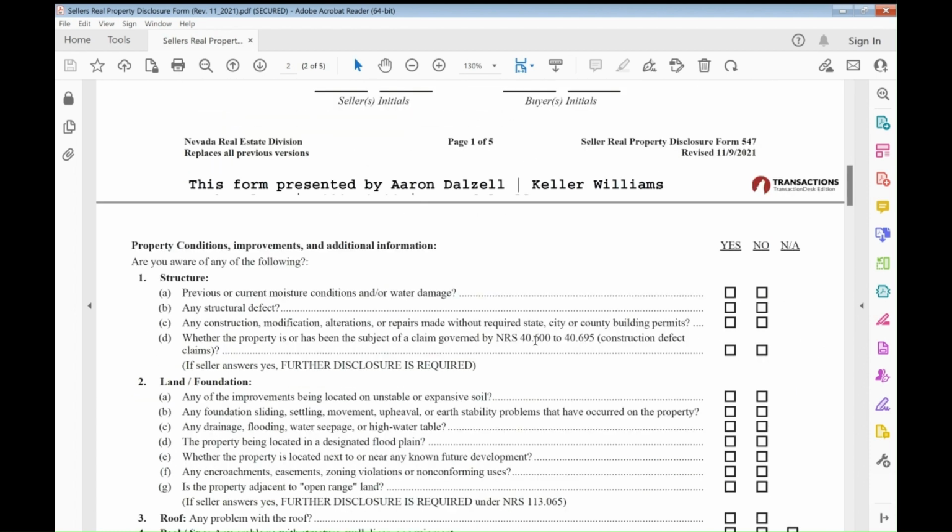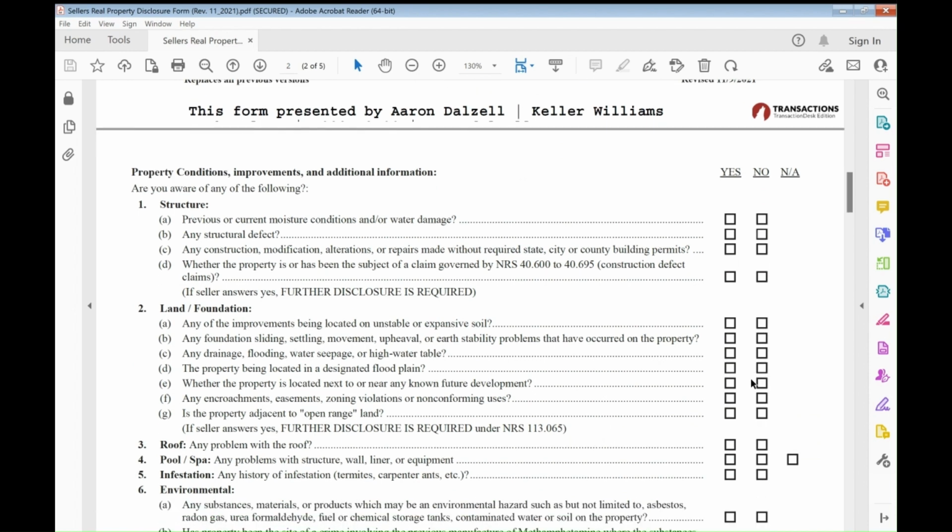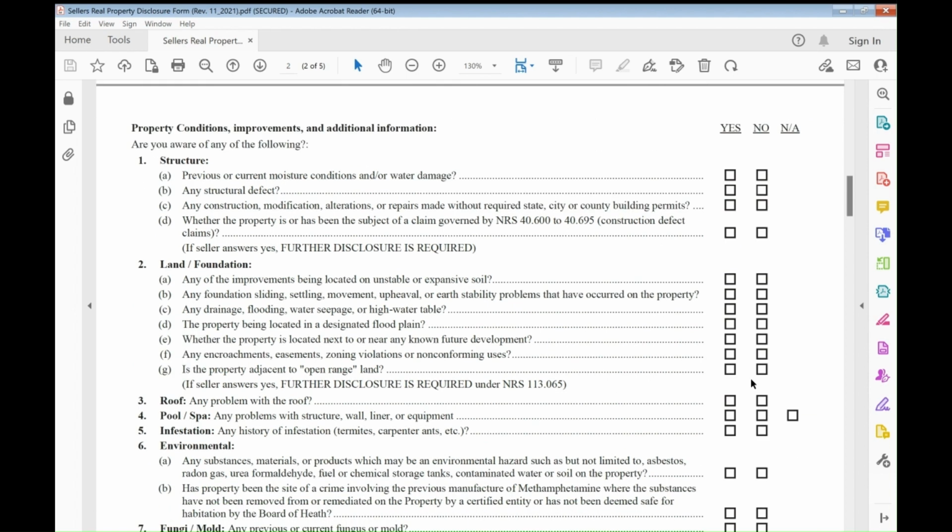Down here, questions are going to get a little bit longer, but the same things are going to apply. Yes, no, or not applicable. The first not applicable box you're going to find down here on line item 4. Again, pools and spa. If you don't have a pool or a spa, you can't answer no, that you're not aware of any problems with it, because it doesn't actually exist at your property. Therefore, it's going to be not applicable.